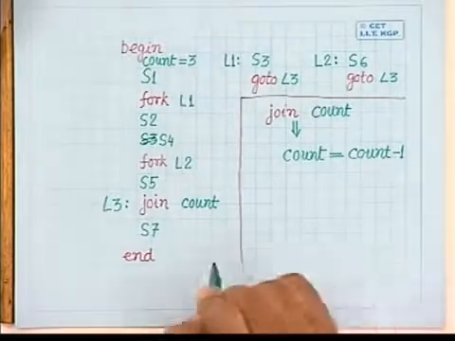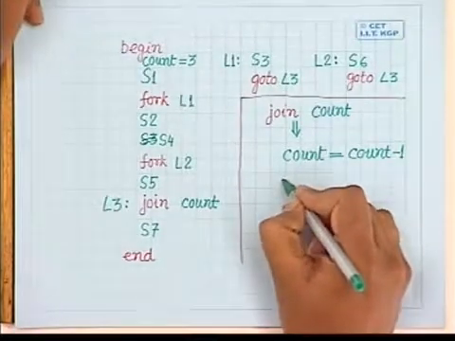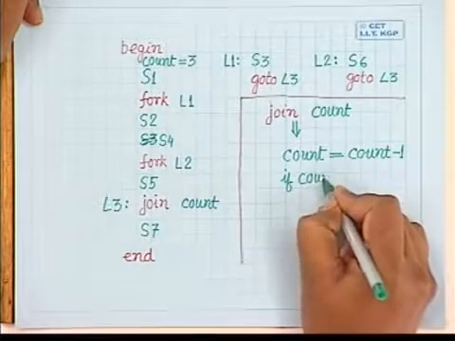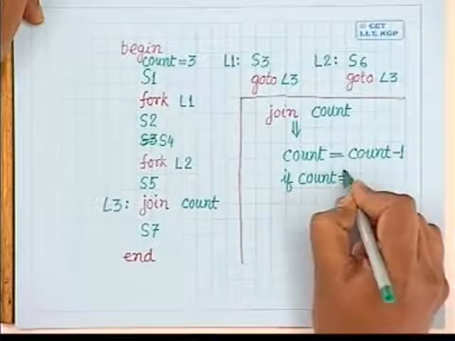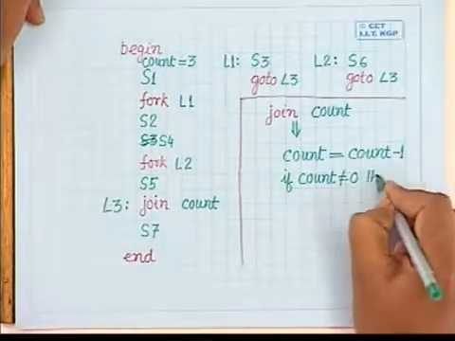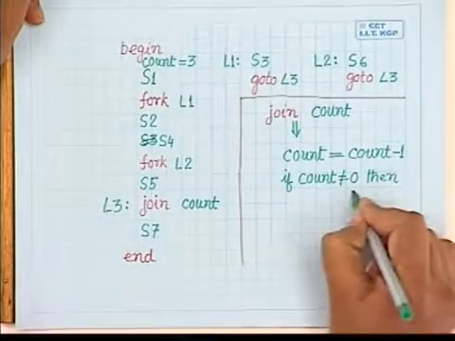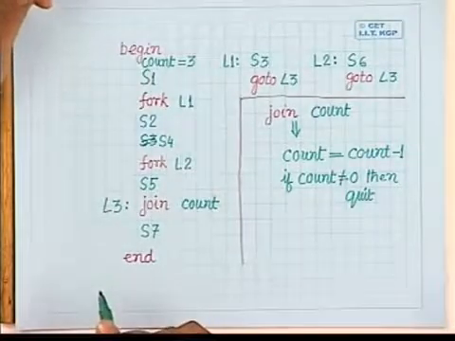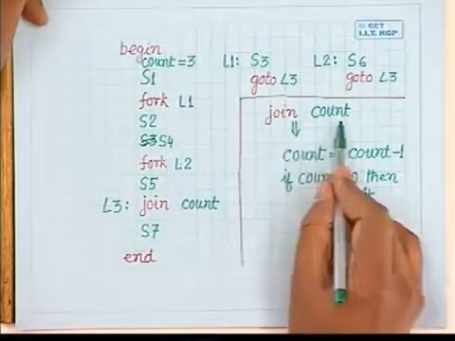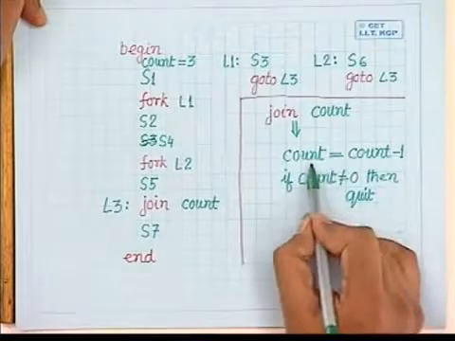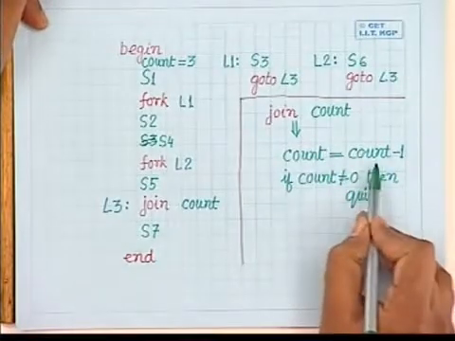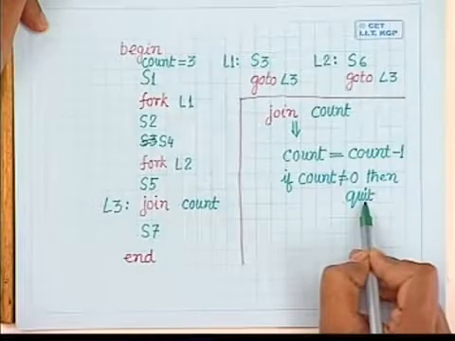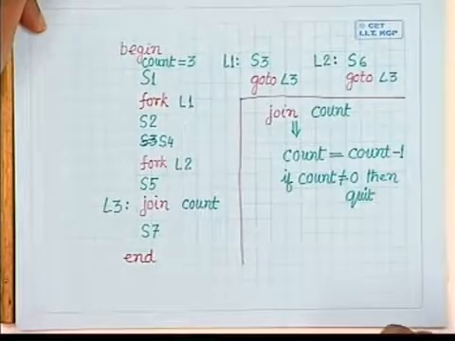After decrementing the count, if the process finds that count is non-zero, if count is not equal to 0, then quit or terminate. So if I expand this join count statement, it works like this. First, count is decremented by 1. After decrementing, you check the value of count. If count is not equal to 0, then the process is terminated. If the count is equal to 0, then the process continues.